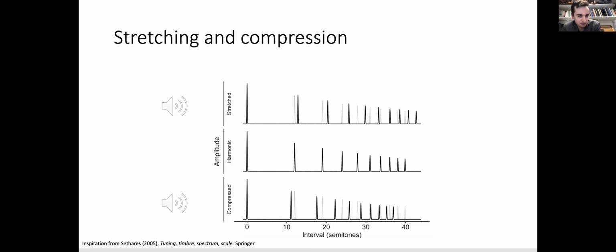And we can apply a similar process in the opposite direction to compress a tone. And in this example here, we have the second harmonic corresponding to 1.9 times the fundamental frequency. And the resulting tone sounds like this.